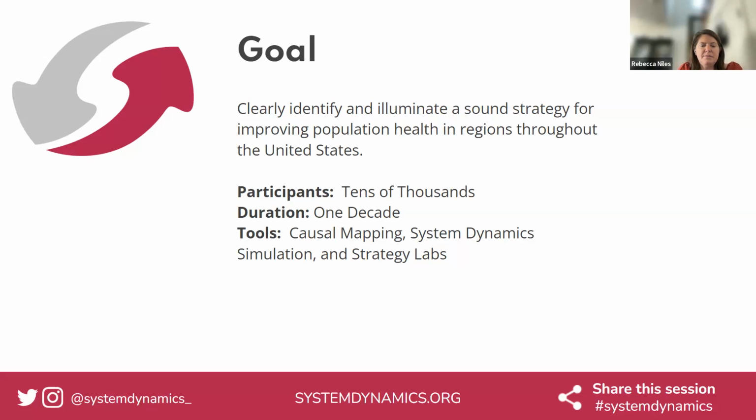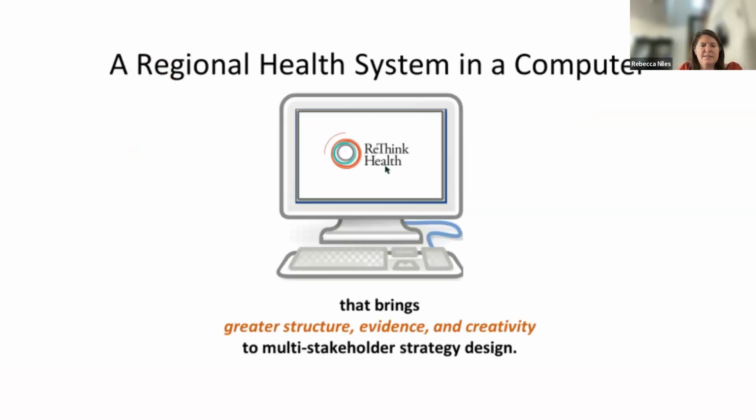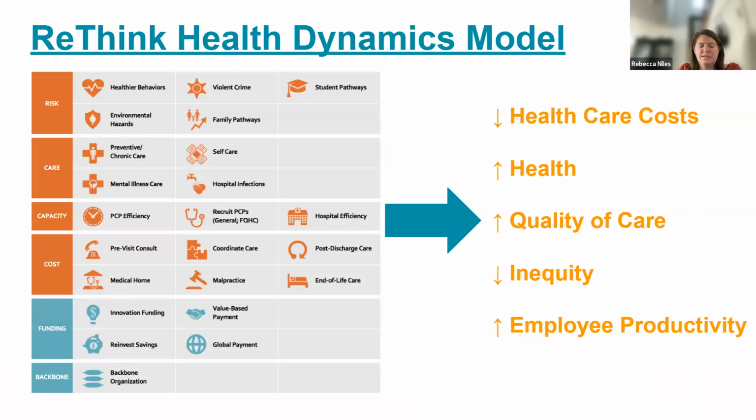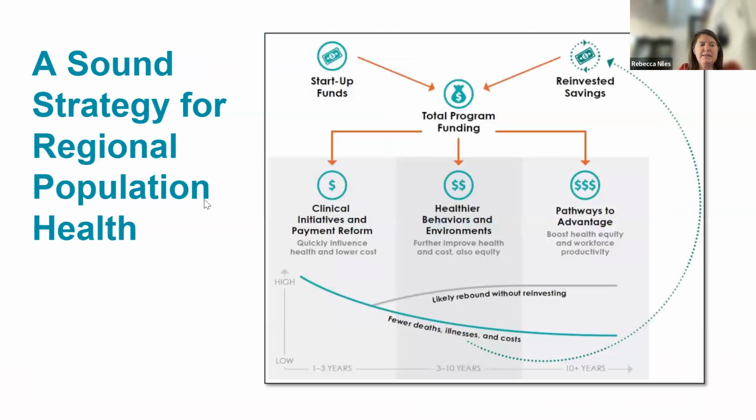Here, what we used, and there are a few slides about it, is a computer simulation based on system dynamics. It pulls all this data together. You were asking about data into a framework. It's trying to increase the triple aim and beyond. So it's very complex, 25 different initiatives that you can figure out. They used systems mapping at the beginning for that dynamic hypothesis and to build the model. But in engaging with a huge number of people and working with this model, they were able to come up with a sound strategy for regional population health.